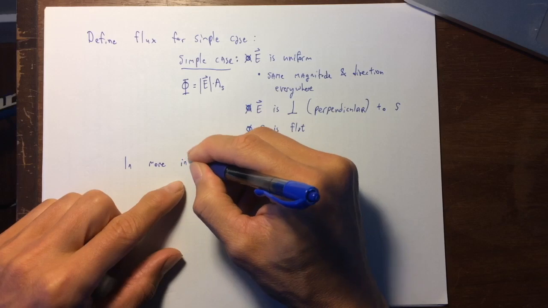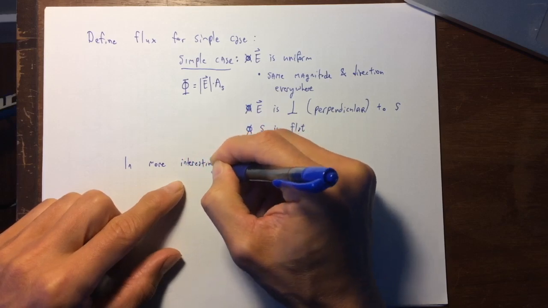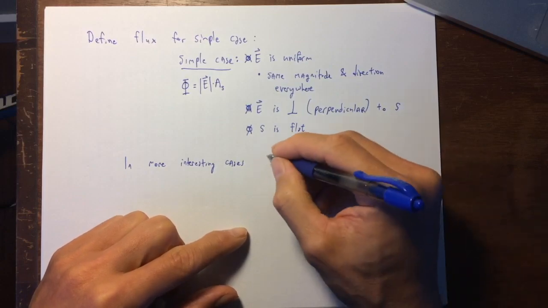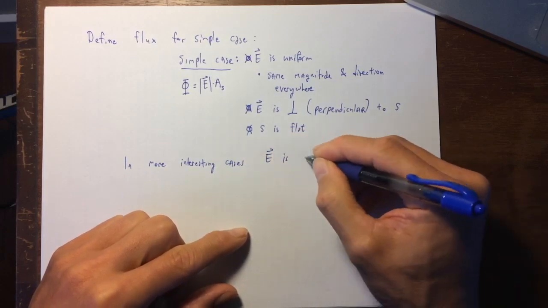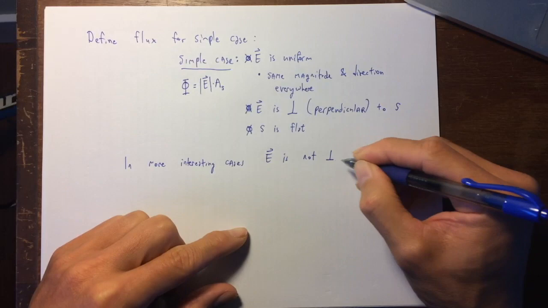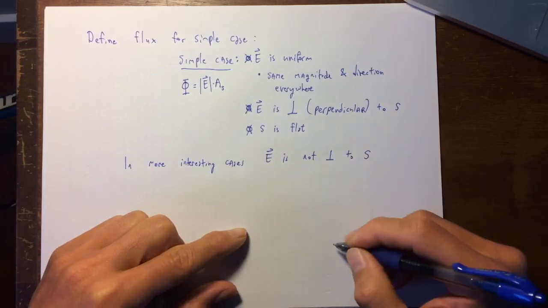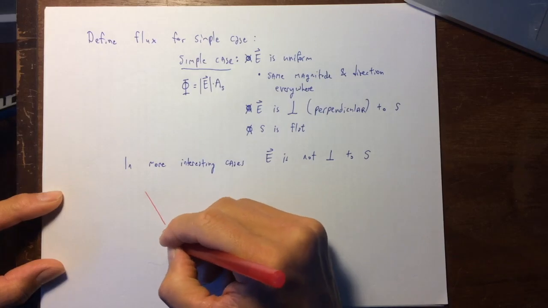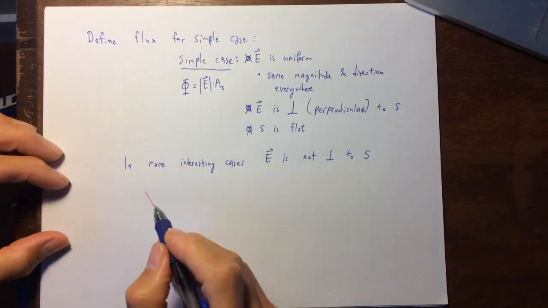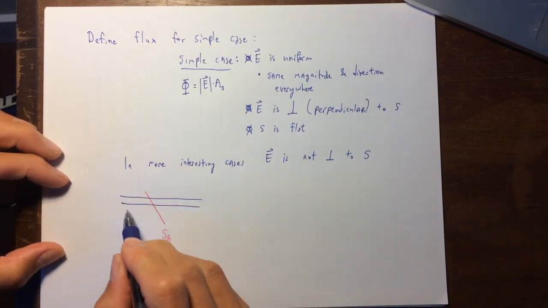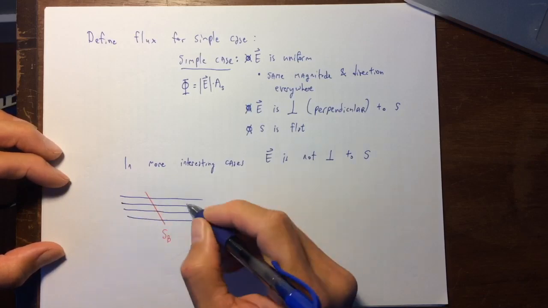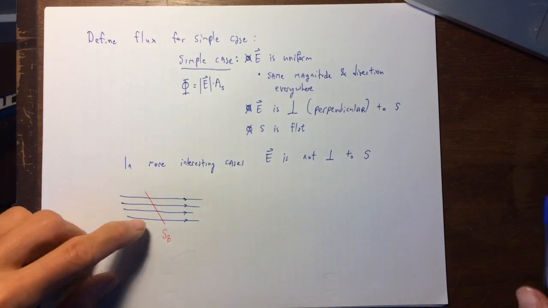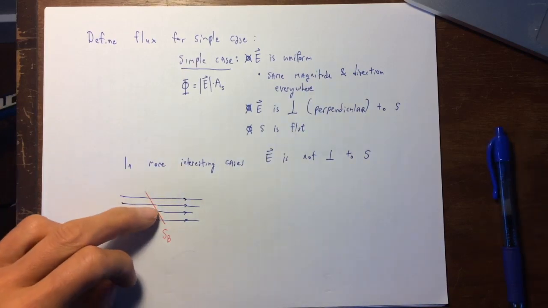In more interesting cases, E is not perpendicular to S, which is the case I showed you with the surface we called B, where the flux was piercing at a not perpendicular direction towards it. So here's what we do instead.